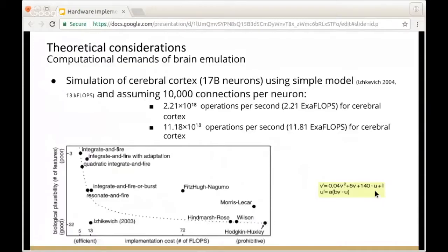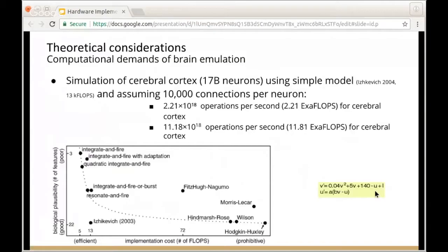There are two dynamical equations coupled together, and it can show a rich repertoire of different dynamics in neurons. This is probably one of the most popular models that we have about neurons. So let's imagine that we want to use this neuron model, and this model needs 13,000 operations per second to simulate the neuron in real time.